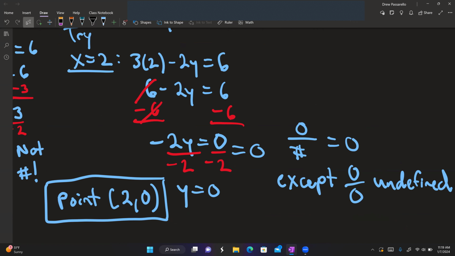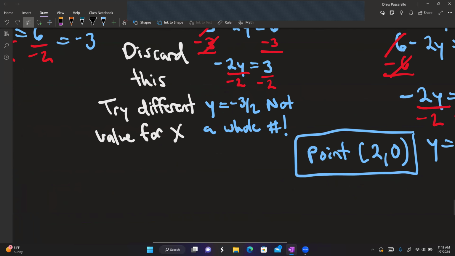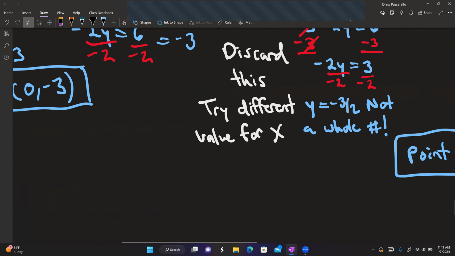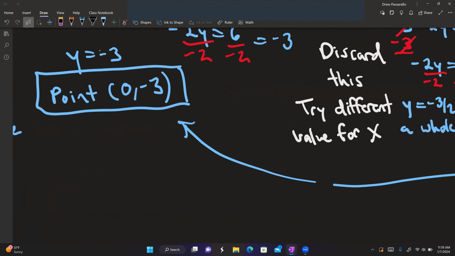So the y value I get is 0. That corresponds with x equal to 2. And so I have these 2 points, 2 comma 0 and 0 comma -3. And then you plot the line.